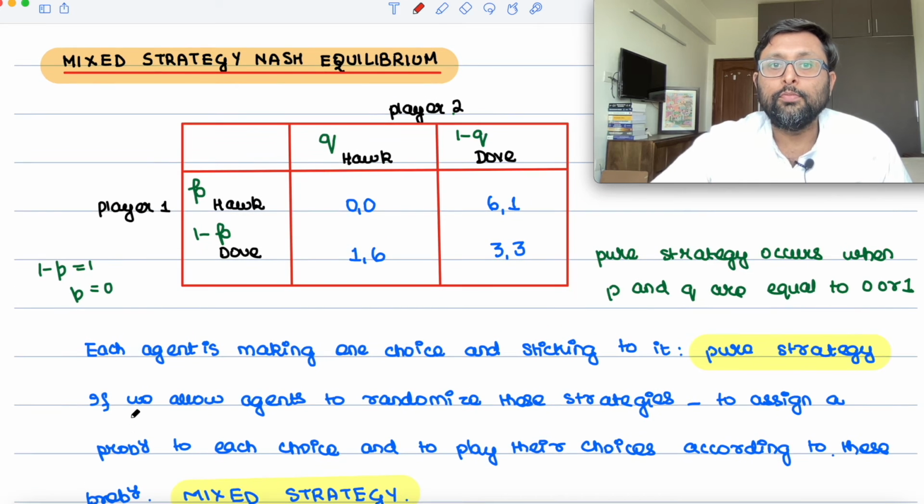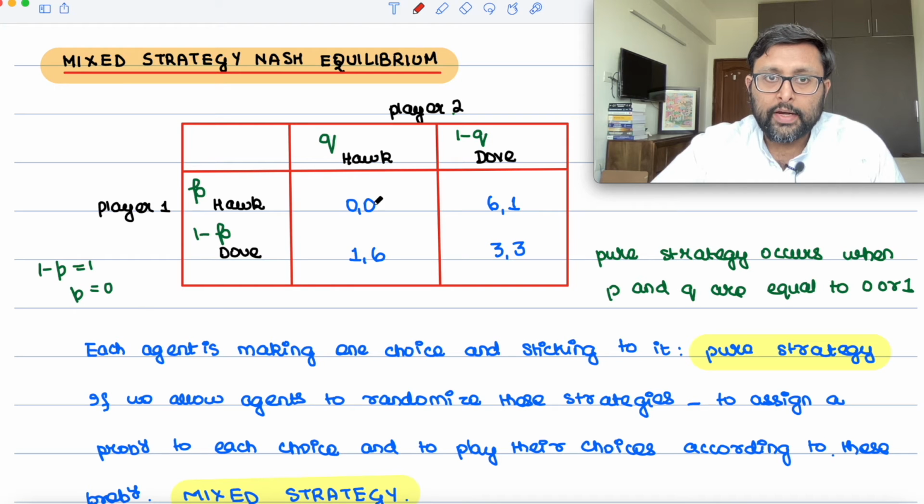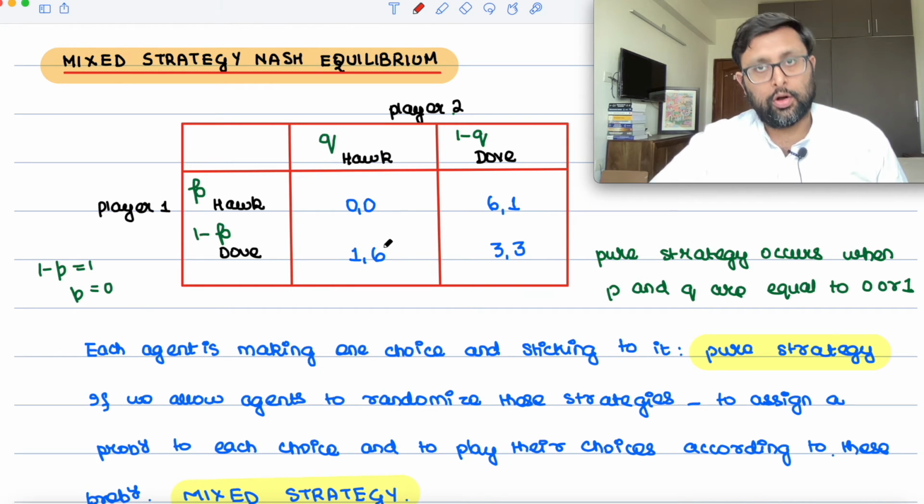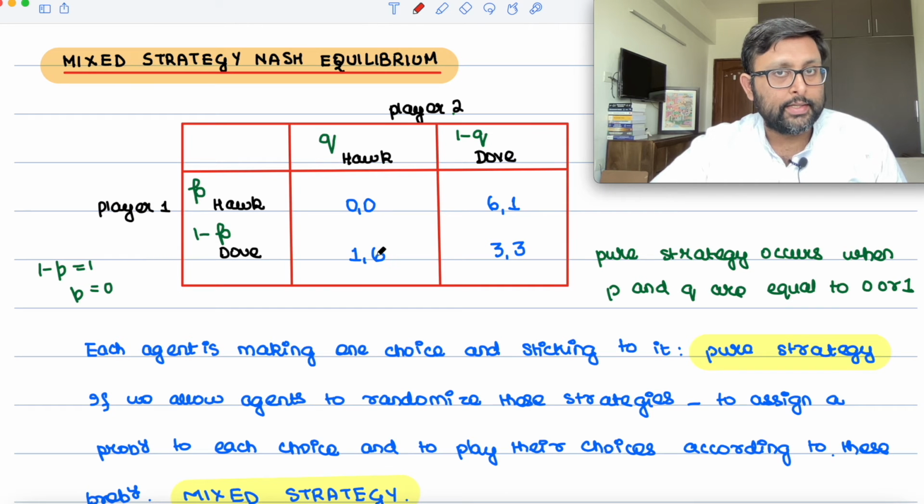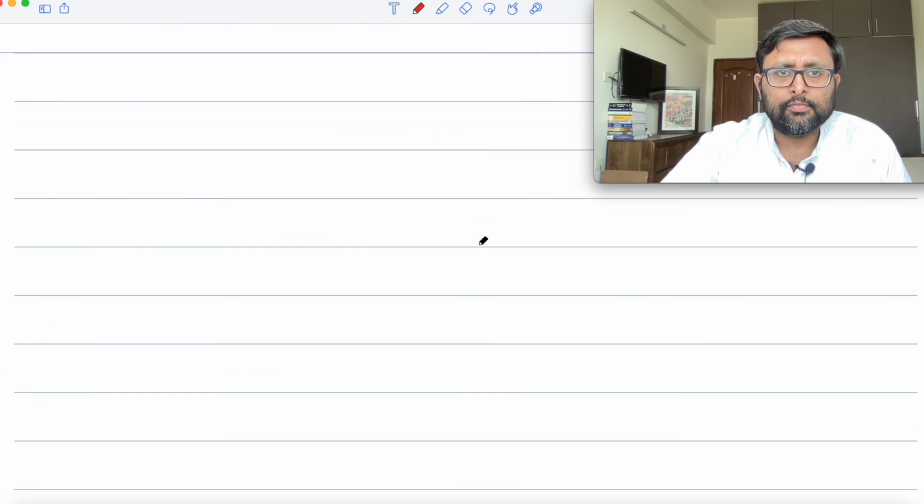Then what about player 2? The same thing for player 2 also. Just think about it. If player 2 is going to play hawk, player 2 can get 0 or 6. Player 2 will get 0 if player 1 is going to play hawk, and 6 if player 1 is going to play dove. Player 2 can also play dove. The utility from playing dove could be 1 provided player 1 plays hawk, and 3 provided player 1 plays dove. You with me? So how do you write this? The same thing.